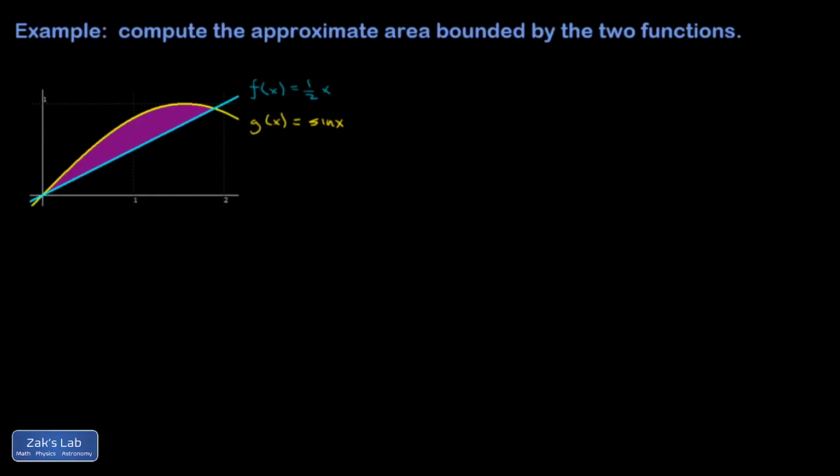In this problem, we want to find the approximate area bounded by these two functions. And the issue there, the reason why it says approximate, is that the intersection of the two functions has to be approximated using technology. So that's the first thing I'm going to do, is just try to figure out what's that intersection x value.